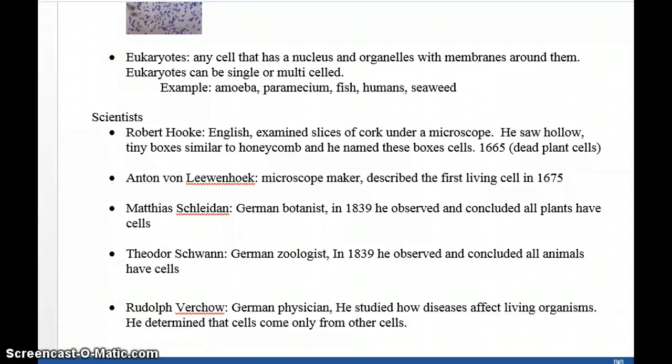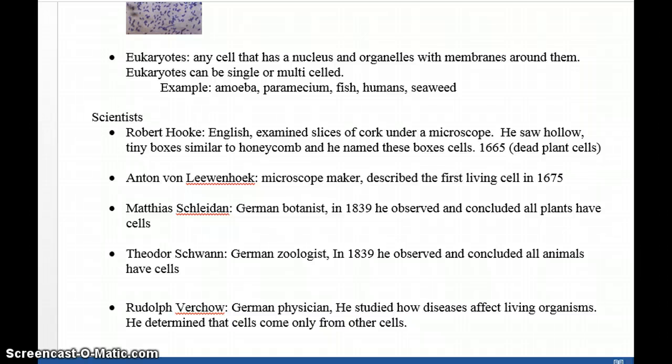When studying cells, you need to know some important things about some scientists. We are going to study 5 scientists. There are many more we could actually study, but we're going to focus on these 5. Robert Hooke was an English scientist, and he was the first person to examine slices of cork underneath a microscope. When he did this, he saw hollow, tiny boxes similar to a honeycomb, and he named these boxes cells. So he was the first guy to actually give cells a name.